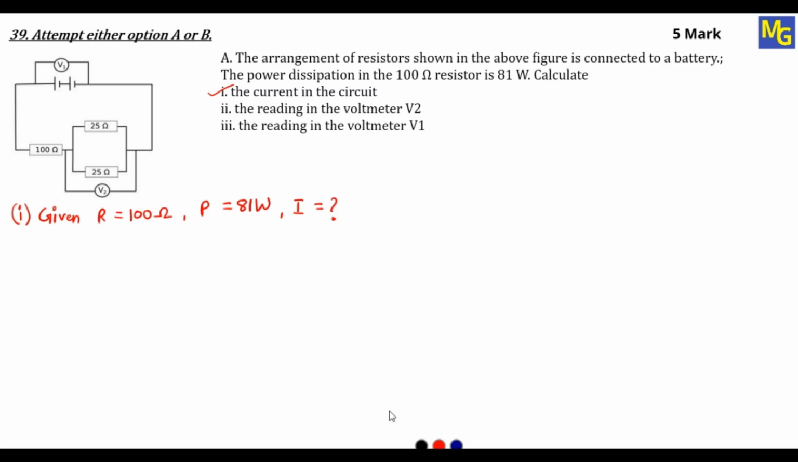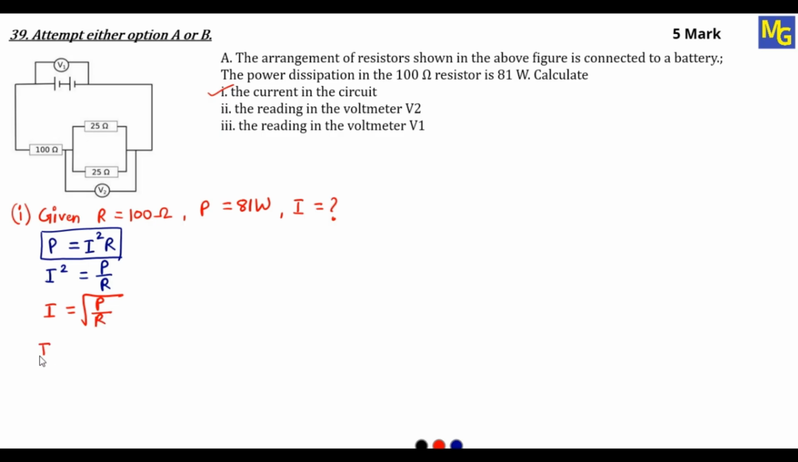Now according to this we have to use the formula. I will use the formula of power, that is P is equal to I square R. This is the formula which we are going to use. But here in this sum they have asked to find I. So we will rearrange the formula, and after rearranging I can write I square is equal to P divided by R. I want to find I, so I can write I is equal to square root of P divided by R.